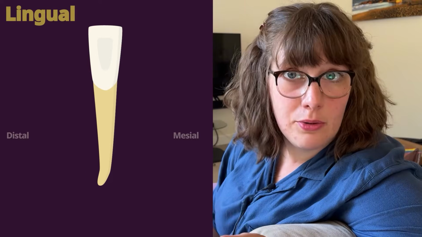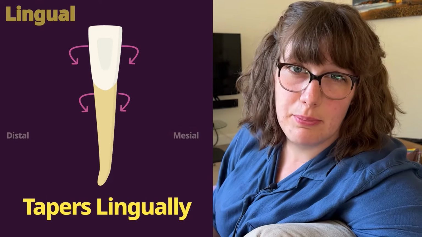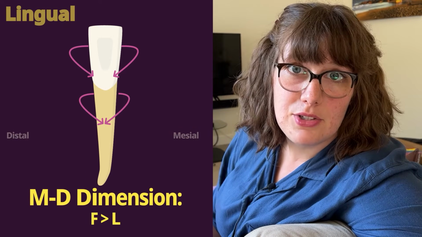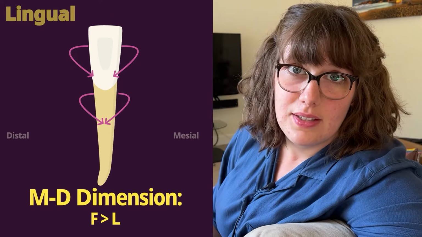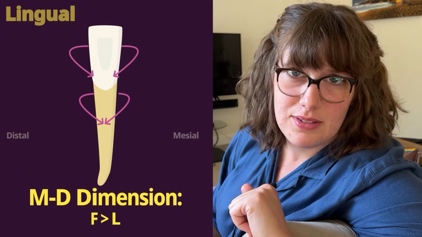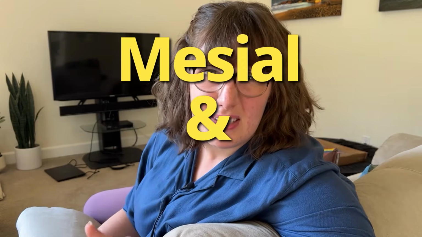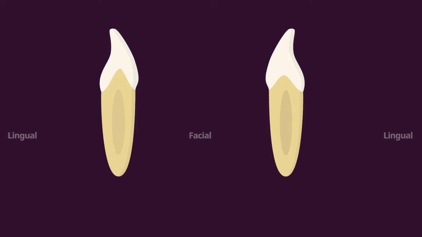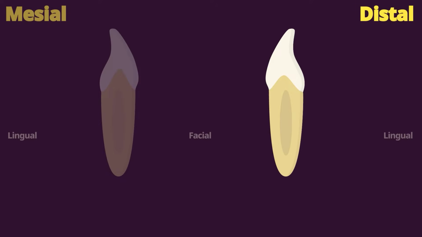The root and crown of the mandibular central incisor do taper lingually, so that the mesial distal dimensions narrow as you go from the facial to the lingual. It's going to be easier to see from the incisal view, but first let's look at the mesial and distal aspects of this tooth. All right, so here is the proximal view of the mandibular central incisor. This is the mesial, this is the distal.